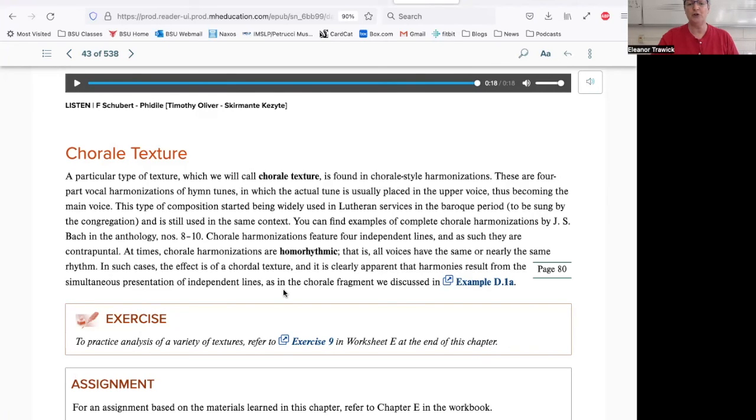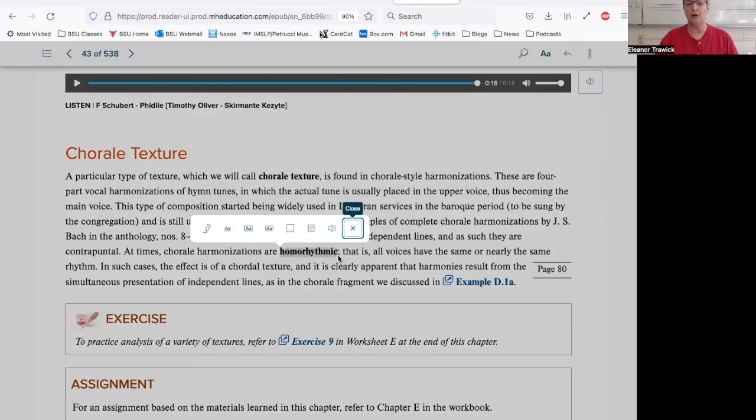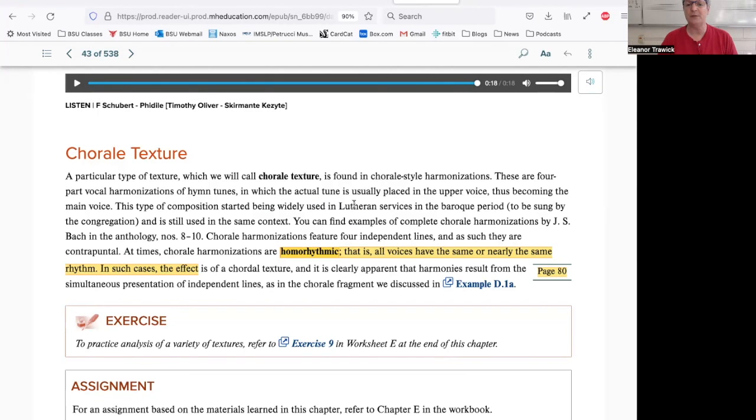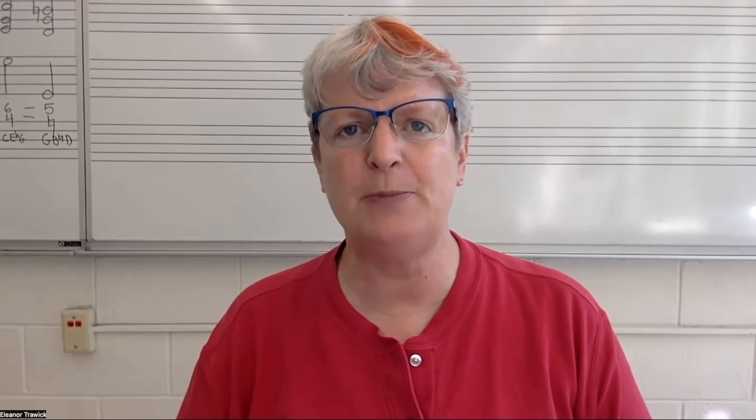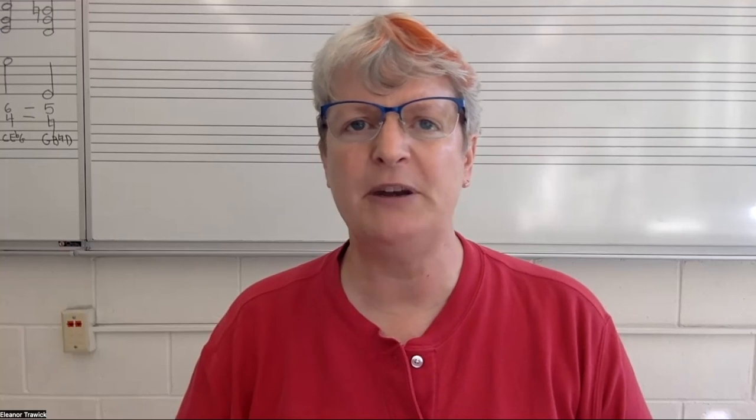The textbook also uses the term homorhythmic to describe the chorale texture. Homorhythmic means that the voices have the same or nearly the same rhythm. These are the things that you need to know from Chapter E. We will be going over them in class.